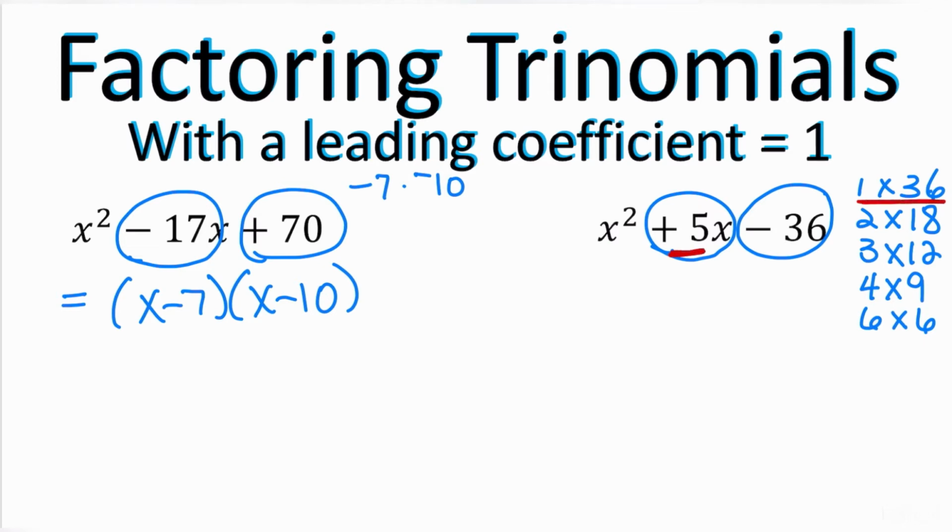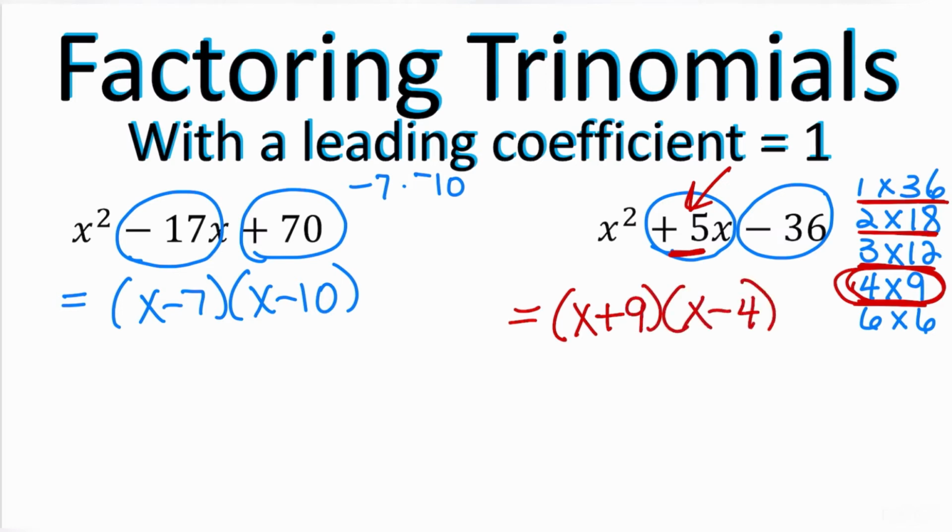1 and 36, the difference is 35. 2 and 18, the difference is 16. 3 and 12, the difference is 9. 4 and 9, the difference is 5. So the combination I want is 4 times 9. And because the 5 has to be positive, then that tells me the bigger number has to be positive. So this is going to factor out as x plus 9 times x minus 4. And it doesn't matter if you wrote x minus 4 times x plus 9. That is completely the same answer.